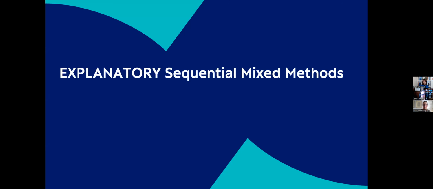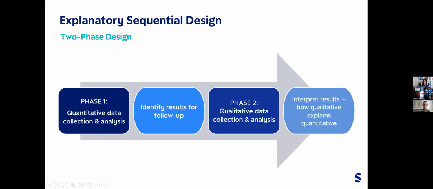So let's now move on to the third main design, which is the explanatory sequential mixed design. And as the name implies, there's a sequence here. So we no longer have a one-phase design, we have two phases. In the first phase, we have quantitative data collection and analysis, which would allow us to identify results for follow-up in a second phase, qualitative data collection and analysis. And the results that we would get from the second phase would explain our quantitative results from the first phase.